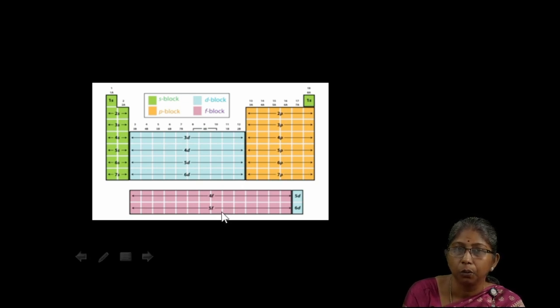So this way, this helps us learn the periodic table in a much easier way, so that we can understand the positions of the metals, the non-metals, the metalloids, the transition elements, and the lanthanides and the actinides.